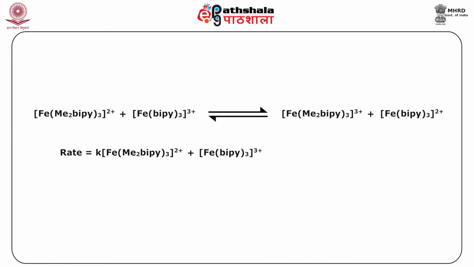So, the rate of reaction is dependent on the moieties Fe(substituted bipy)3 2+ plus Fe(bipy)3 3+, meaning it is dependent upon both the reactants which are undergoing the electron transfer process.